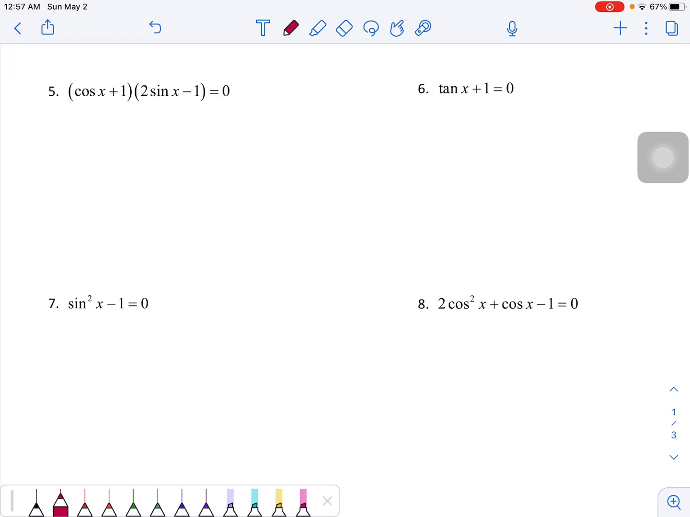All right, this is going to be part 2 of solving some trig equations. So this is problems 5 through 8. I have a separate video on problems 1 through 4. I'm going to go ahead and zoom in on problem number 5.